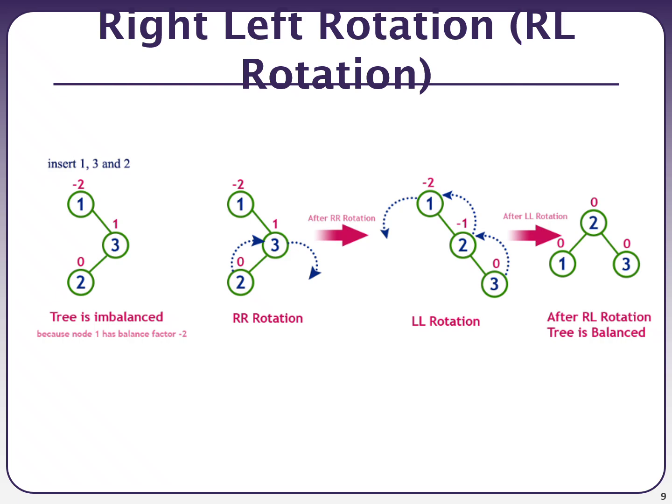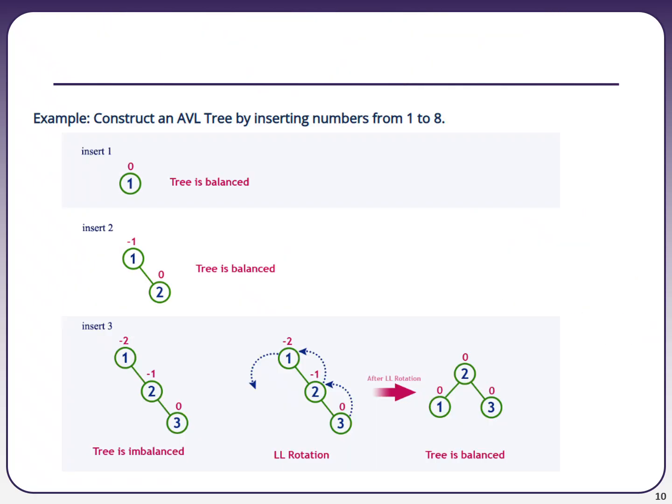Like this, we are just moving the second element to the right side, and then the third element is moved to the left side. Now we got 1, 2, 3. It looks like the single rotations. When we apply the single rotations, we got the unbalanced tree. So this is one example.